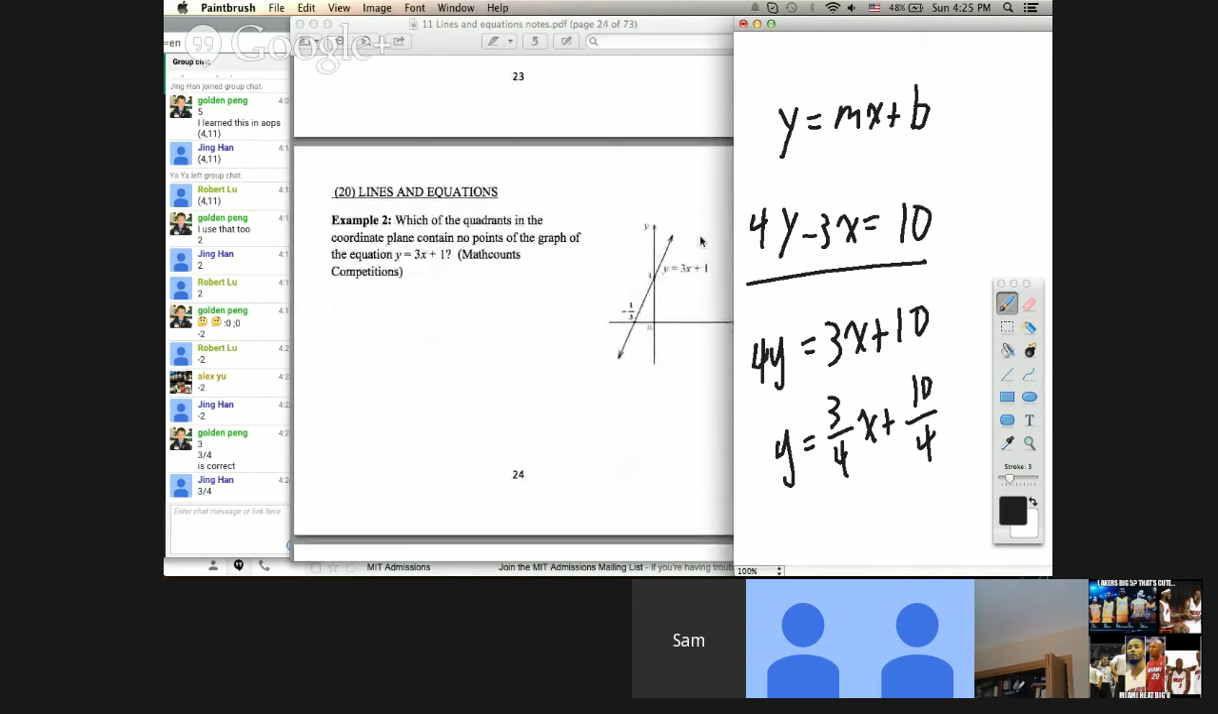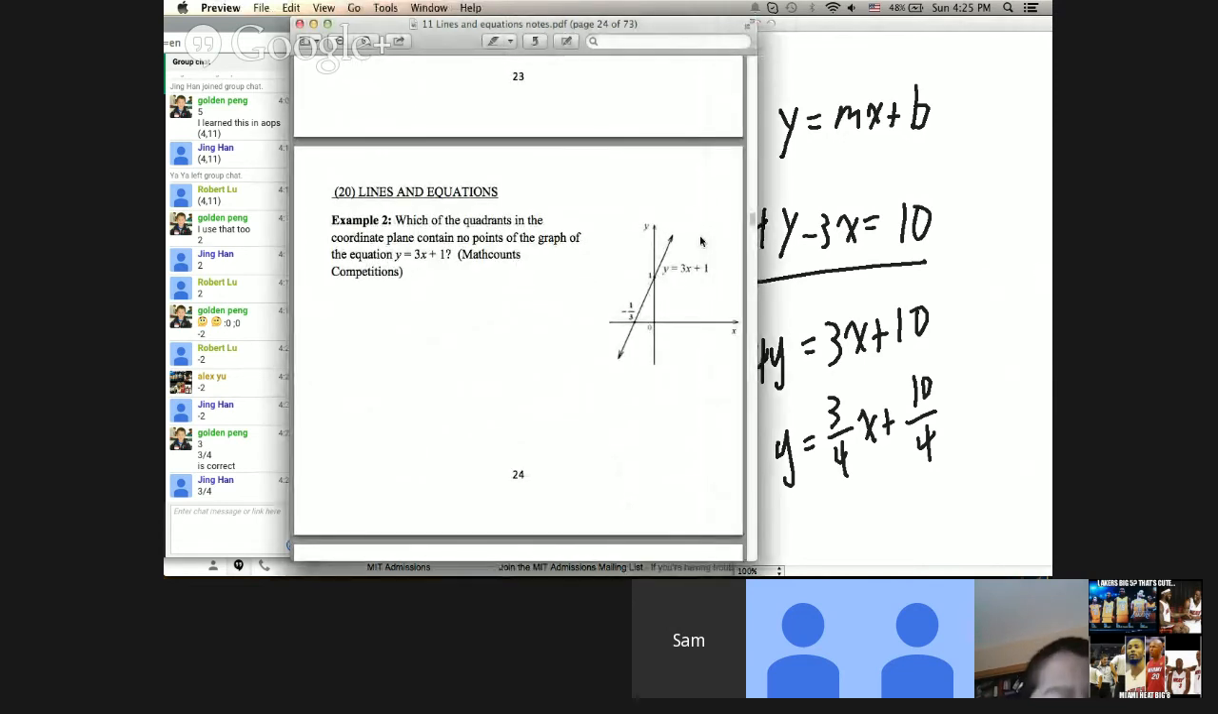Okay, this one's pretty easy. Which of the quadrants in the coordinate plane contains no points of the graph of the equation y equals 3x plus 1? It should not be too hard.